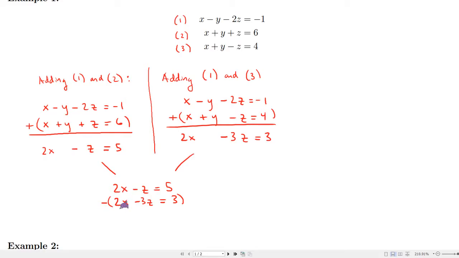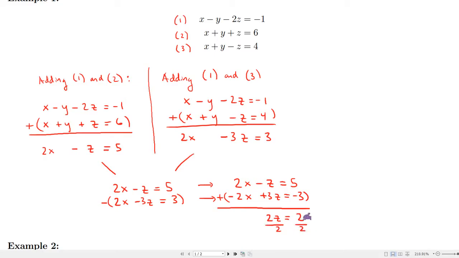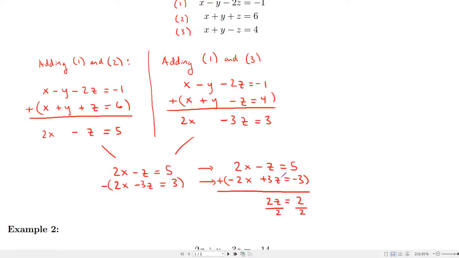In other words, I'm just going to subtract. So this will become the following. We'll get 2x minus z equals 5, and then distributing that negative, we'll have negative 2x plus 3z is equal to negative 3. And then now we can add. Adding, we eliminate the x's, and we have 2z is equal to 5 minus 3, which is 2. Dividing both sides by 2, we get z is equal to 1.